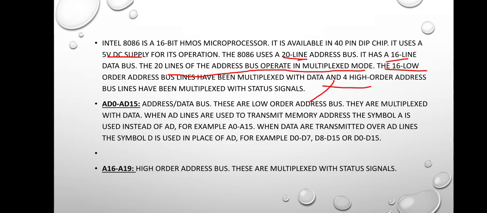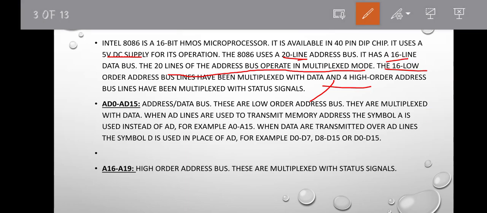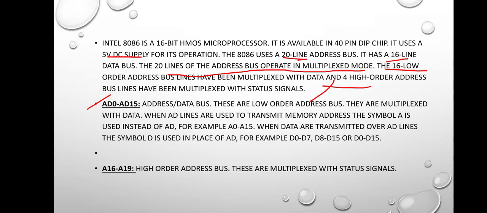This is the description of the 8086 microprocessor. Now we have to see the description of the 8086 microprocessor. In the description, first we have to discuss AD0 to AD15. Here AD0 to AD15 are nothing but the address or data bus. These are the lower order address bus, and they are multiplexed with data.